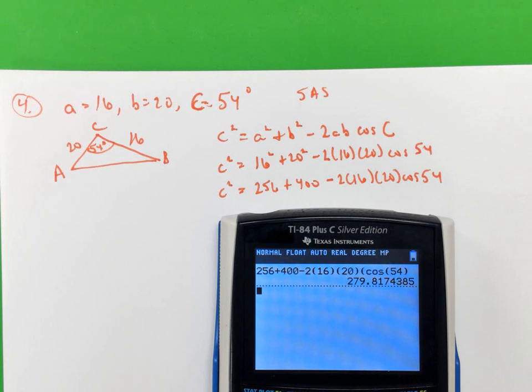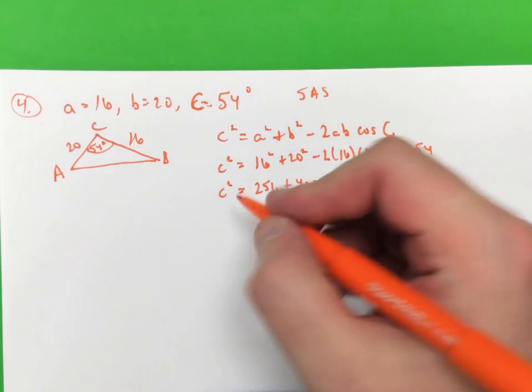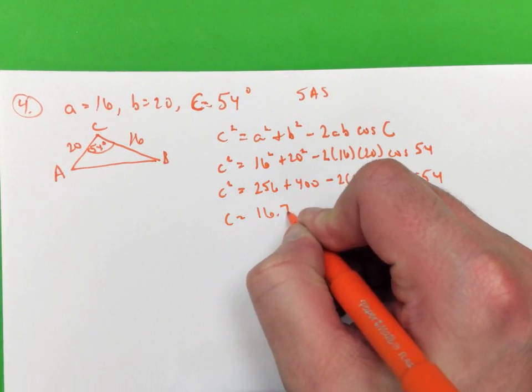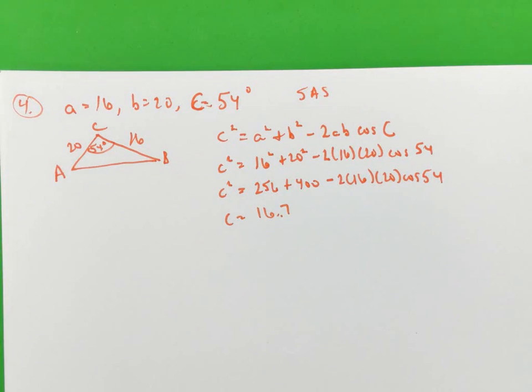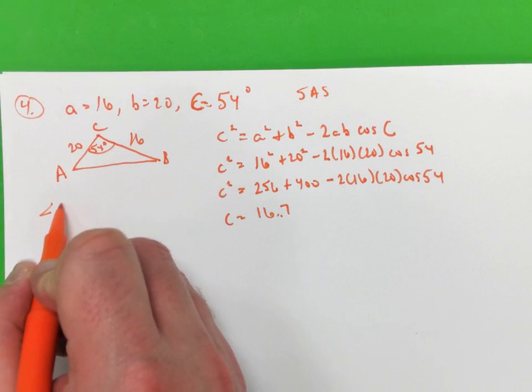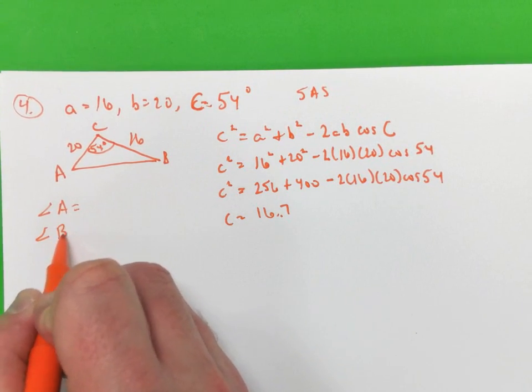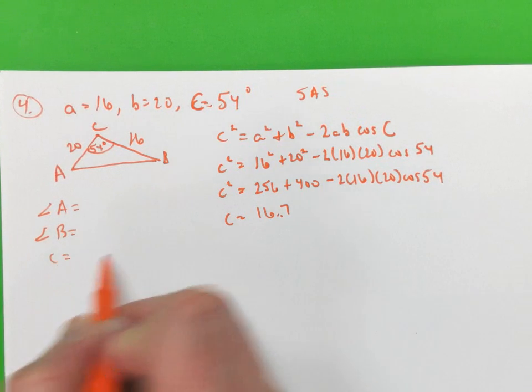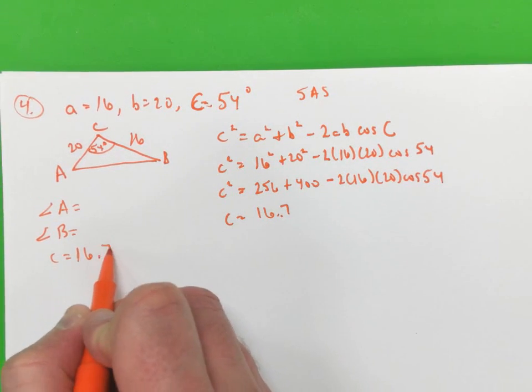Alright, now I'm going to take the square root of that. And I got 16.7. Now, Mr. Esther did not put what he's missing here. So let's come under. I'm missing angle A, angle B, and side C. Well, I found side C to be 16.7.